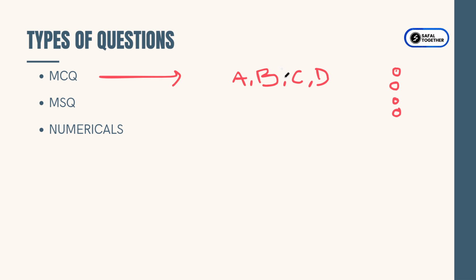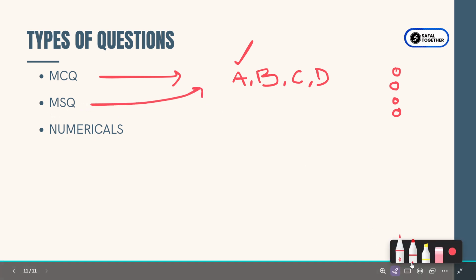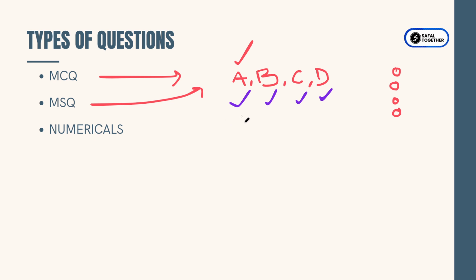Your multiple choice question is where you select one, whereas your MSQ, or multiple select question, is where you can select multiple. So this could be one option, 2 options, 3 options, or it could be 4 options. So this is any one.